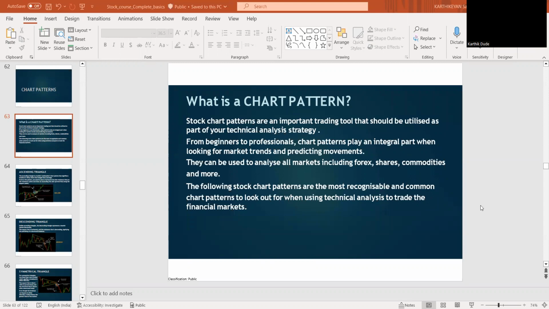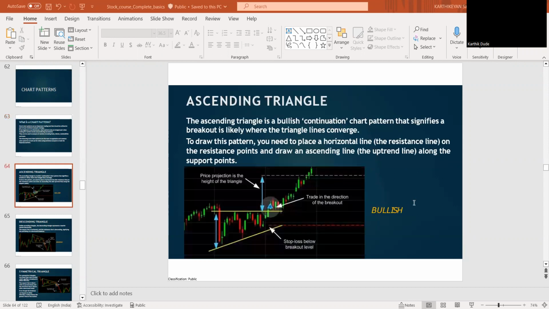So basically, there are a lot of chart patterns present. Mostly the chart patterns we are going to discuss are the important ones. Using these, you can buy and sell a share, or do the trading part of it. These are some of the important chart patterns. So the first one is the ascending triangle.